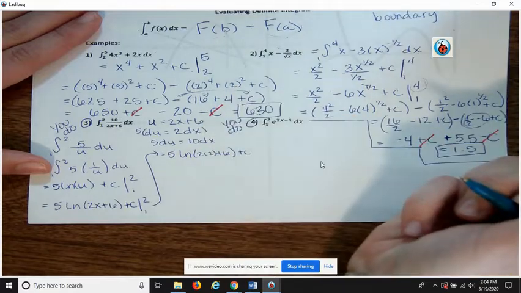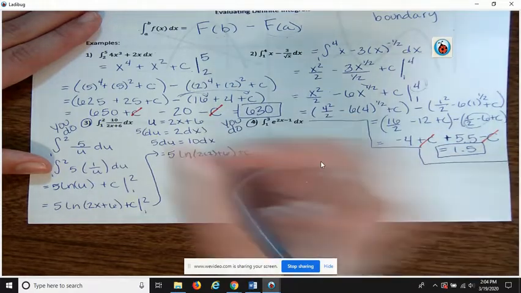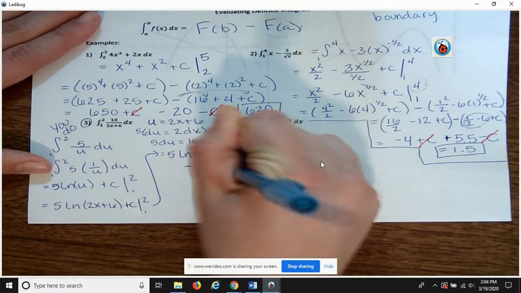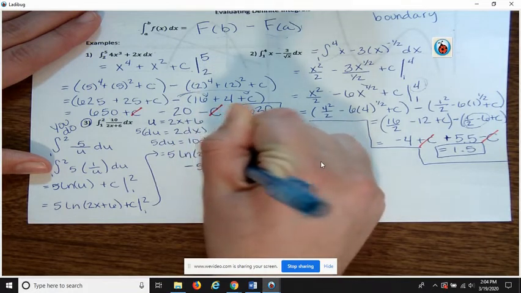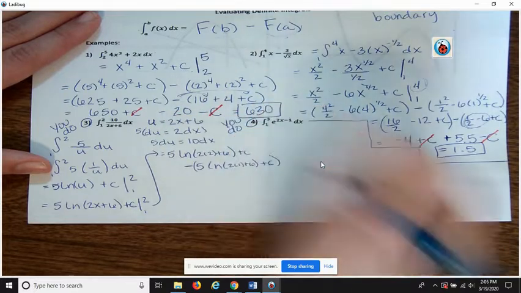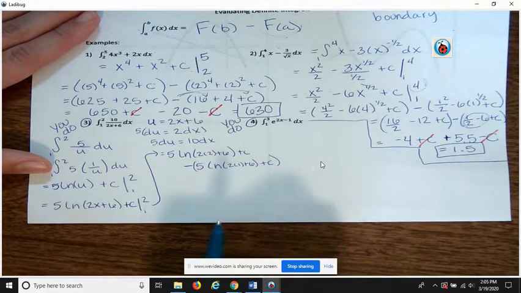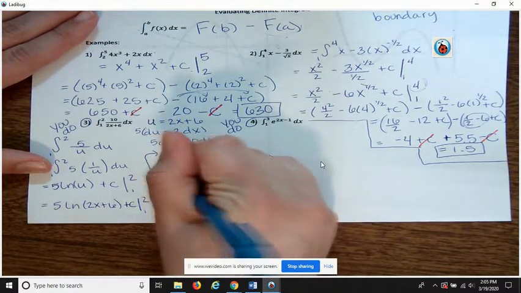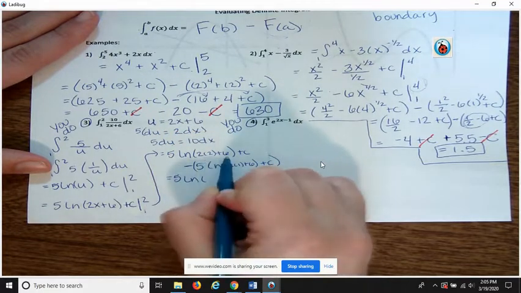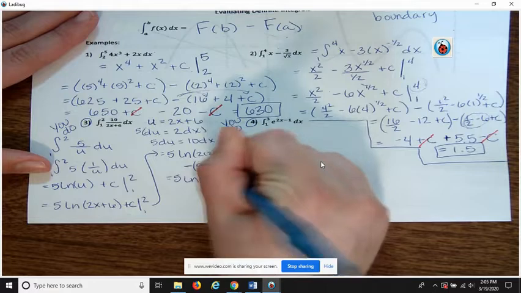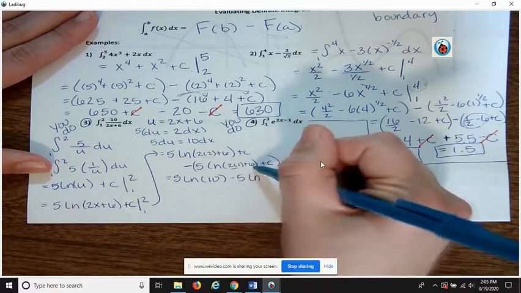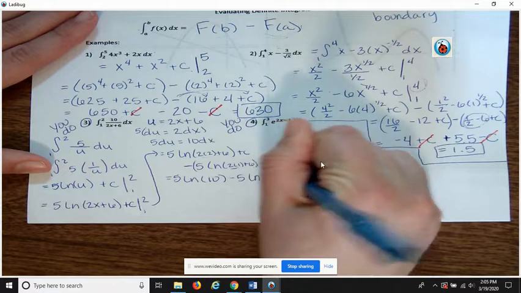And then, oh, I'm running out of space. I'm going to subtract off 5 times the natural log of 2 times 1 plus 6 plus c. And I need to put all this in parentheses because I have two terms right here. And so now I'm going to end up with 5 times the natural log. This is 2 times 2 is 4, plus 6 is 10, minus 5 times the natural log. 2 times 1 is 2, plus 6 is 8, plus c.